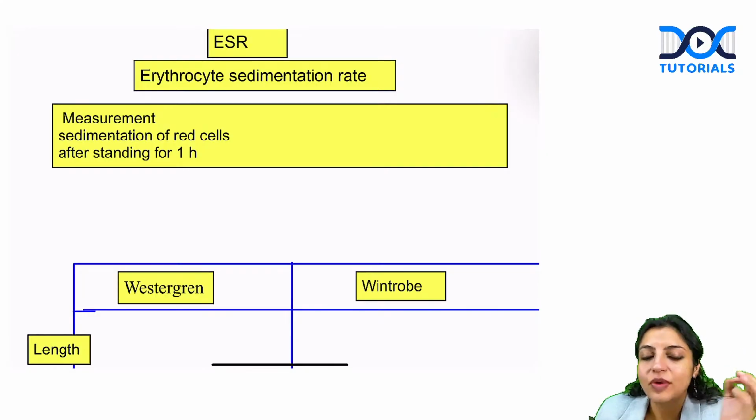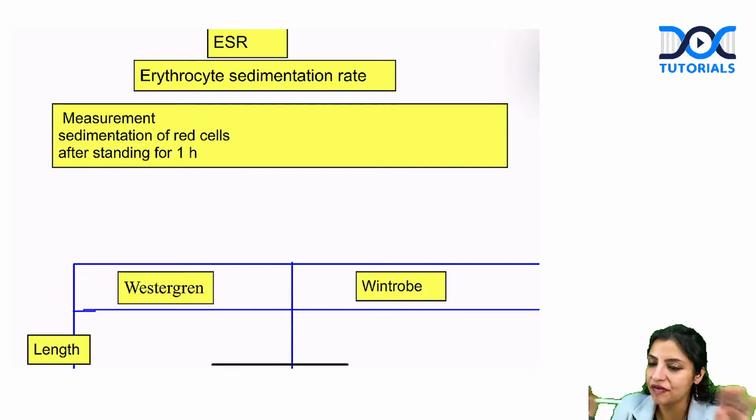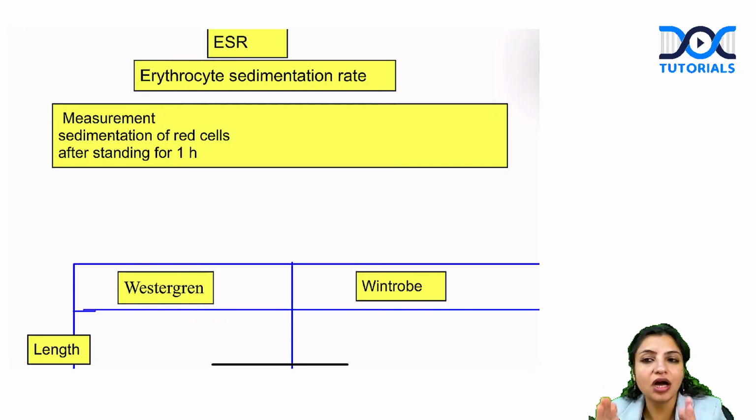So first, whenever they ask you anything in the exam, you should start with the definition. So what is this? The name itself says erythrocyte sedimentation rate. That means what does it measure? So it is a measurement of sedimentation of the red cells. Obviously, it cannot be infinite. So you have to measure it at a time point, isn't it? So you have to measure it after 1 hour.